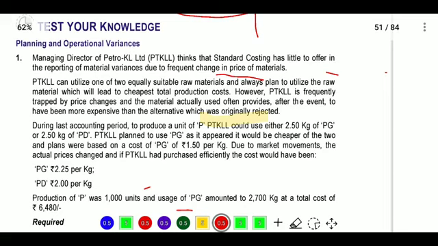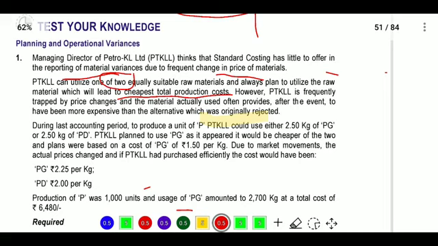In the first question, what they provided is that the managing director of Petro KL, PTKL, is the person who is reporting material variances due to frequent change in price of materials. PTKL can utilize one of two equally suitable raw materials, so it has an option for purchasing the raw material and always plans to utilize the one which will lead to the cheapest total production cost, going for the cheapest product.